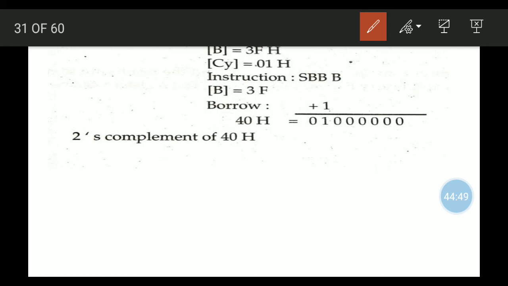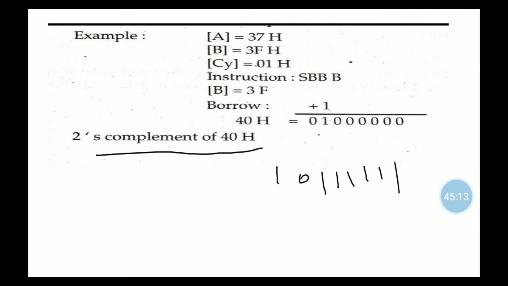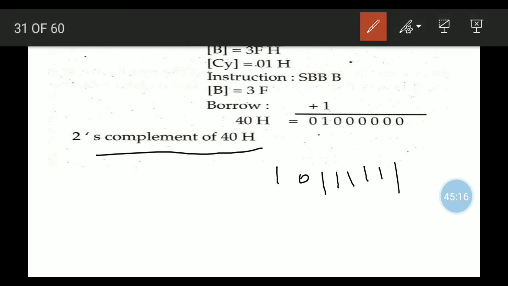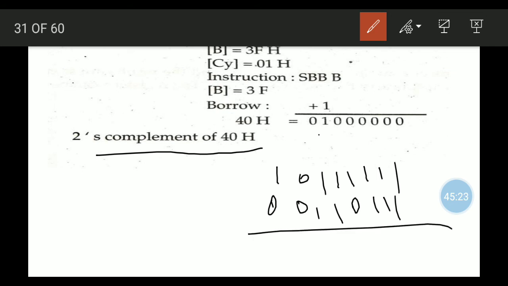Now whatever you get as the 2's complement, I have to find the 2's complement of 40. What I will do is replace 1 by 0 and 0 by 1, giving 1 0 1 1 1 1 1 1. Right? Now just add this with the content of the accumulator, 37, that is 0 0 1 1 0 1 1 1. Do the addition, you will get the answer.